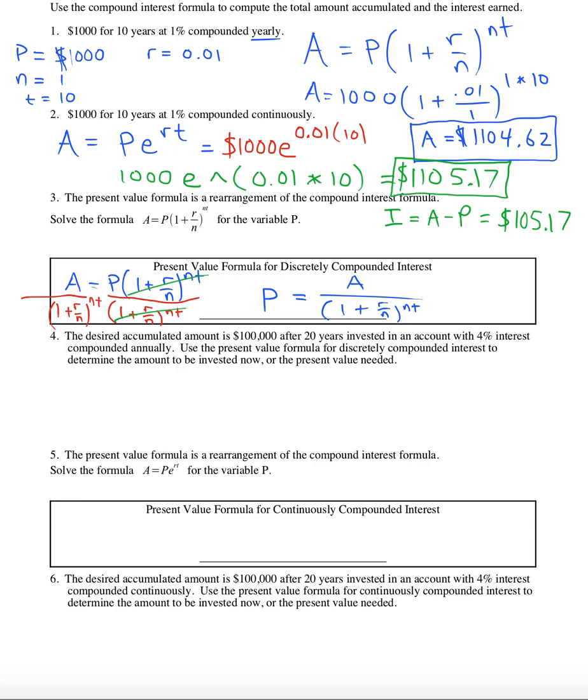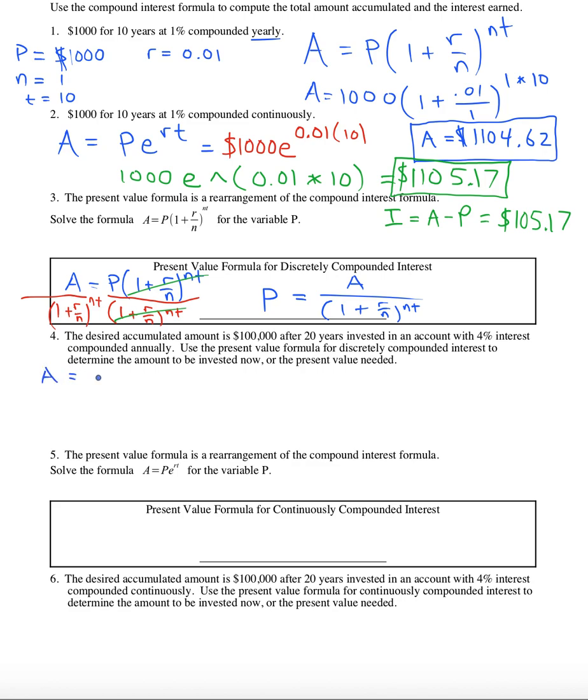The desired accumulated amount in an account is $100,000 after 20 years. You want to invest it with a 4% interest rate that's compounded annually. And we want to use the present value formula for discretely compounded interest to determine the amount to be invested today, or the present value that's needed.